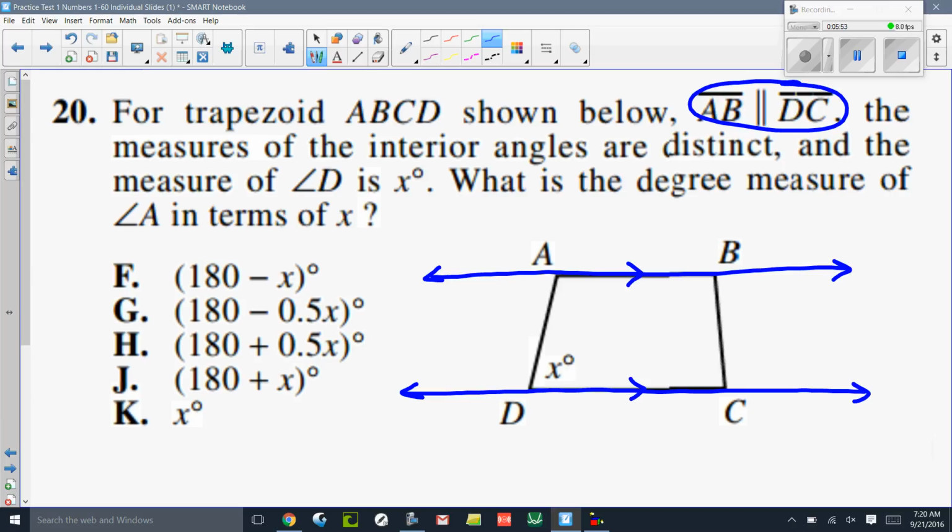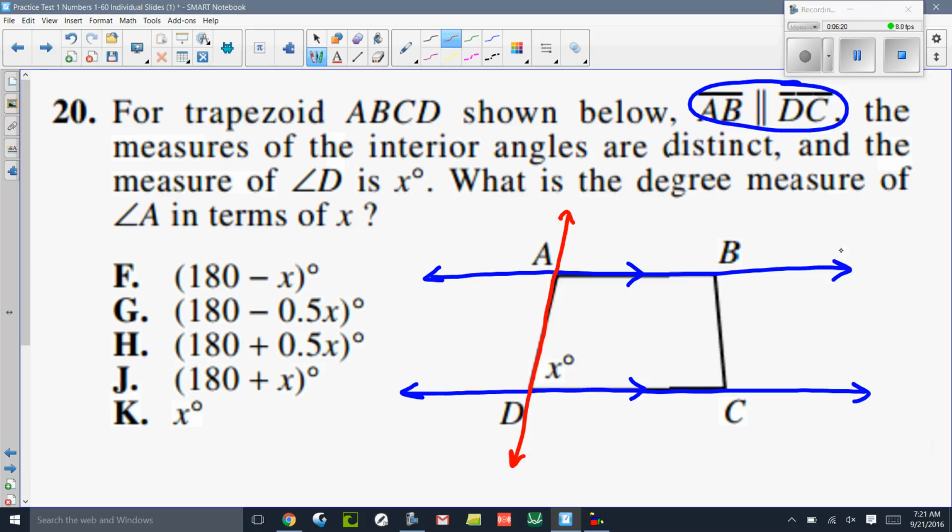The measures of the interior angles are distinct, and the measure of angle D is x degrees. What is the degree measure of angle A in terms of x? What we're looking at here is a set of parallel lines. We could look at side AD as the transversal. A lot of what we did in geometry talked about parallel lines and transversals. You probably remember things like alternate interior, alternate exterior angles, corresponding angles.